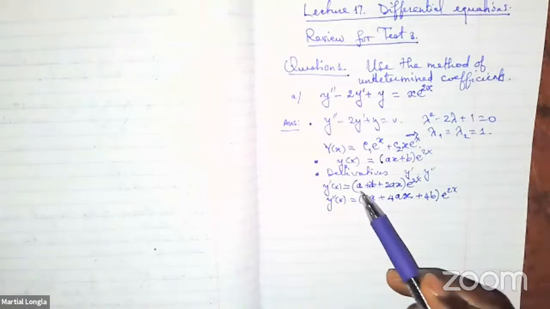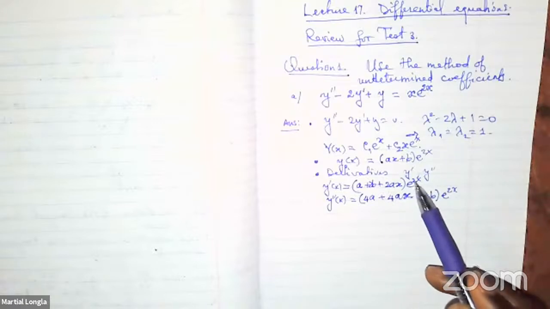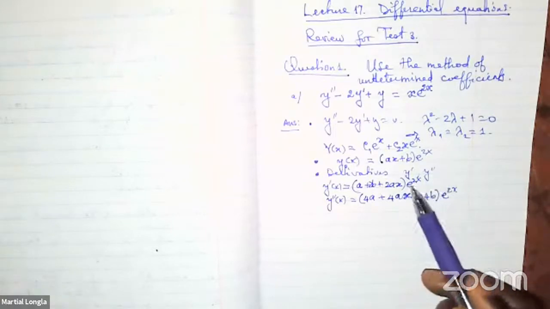So the derivative of this one is going to be 2a, and the 2a plus this 2 here, when you take the derivative times a, that gives you the 4a I have here. You get also 4ax, because 2 comes down times 2a, that's 4ax. And the 2 comes down times 2b, that's 4b. That's why this is correct. Thank you, Ethan. So the two derivatives are correct, and this is all we need.